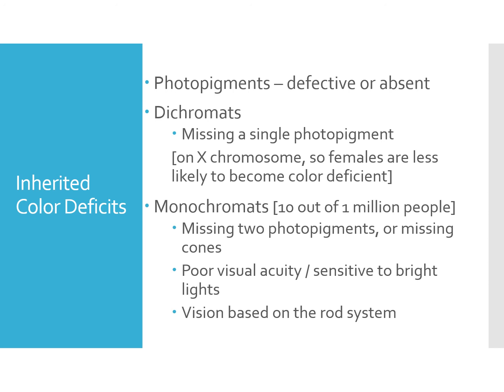Monochromats, we see 10 out of 1 million people. So again, this is very rare. They are missing 2 photopigments or missing their cones. They're sensitive to bright lights. They asked me about this in the section 1 class, and I guess I spaced what was on my own slides and hadn't really thought through it enough for it to stick with me. Yes, they do have poor visual acuity, so it is kind of blurry because they don't have those tightly packed cones with their one-to-one wiring to the brain. Their vision is based on the rod system, so they're going to be better off at night, and they're going to have a hard time in sunlight.